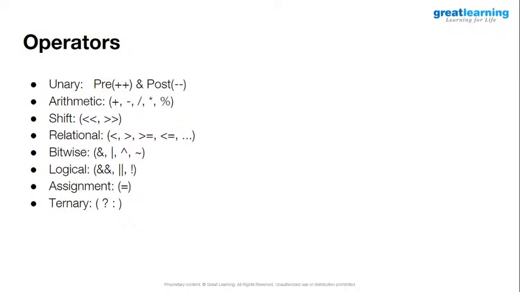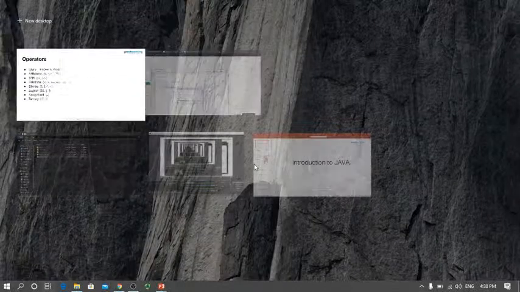So what are operators? Basically we have operators like unary, arithmetic, shift, relational, bitwise, logical, and assignment. So what are unary operators? Unary means you don't need two operands, you just need a single operand. I will quickly show you what I mean.